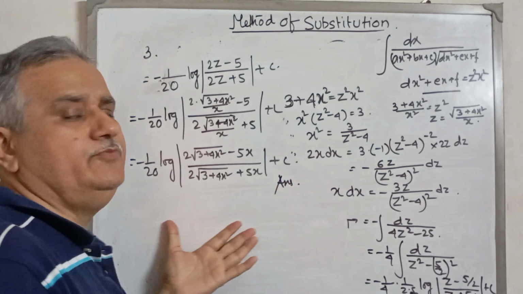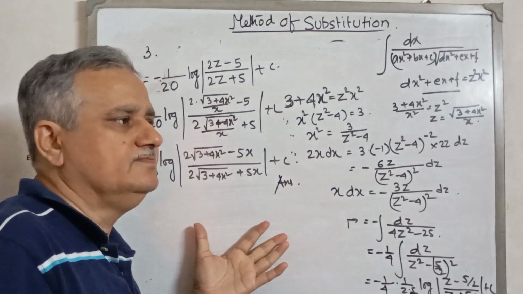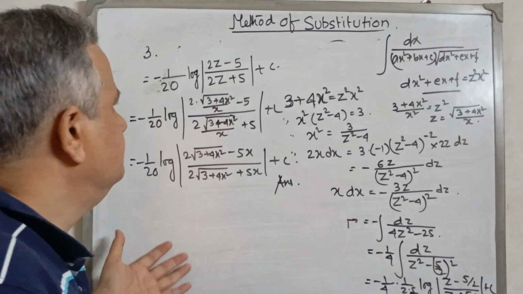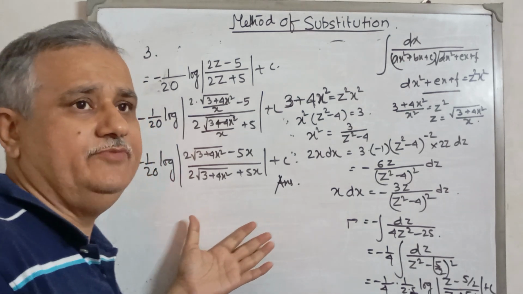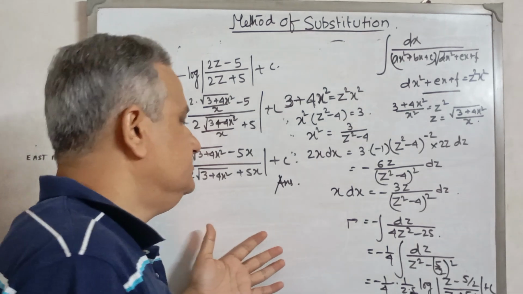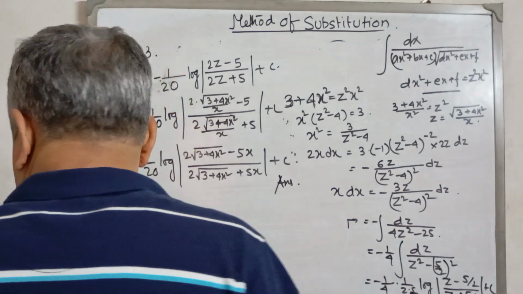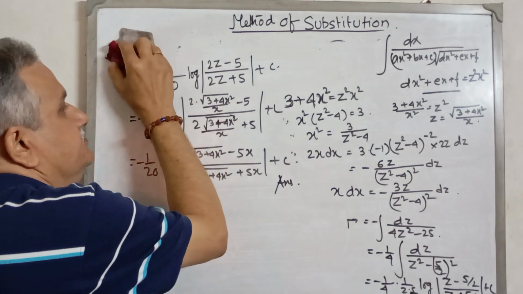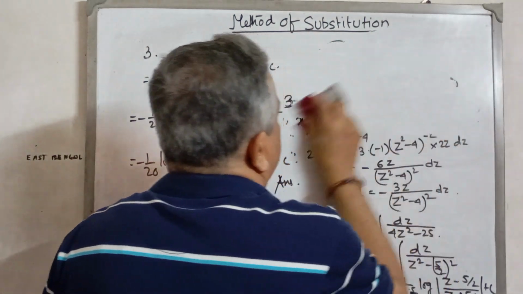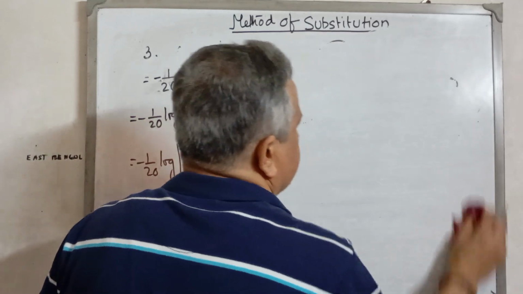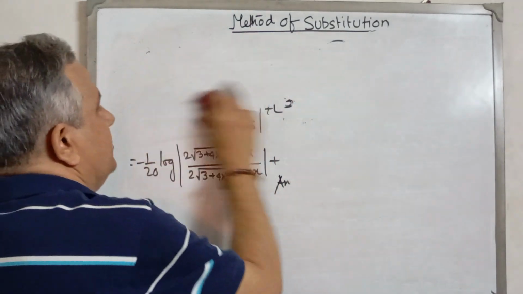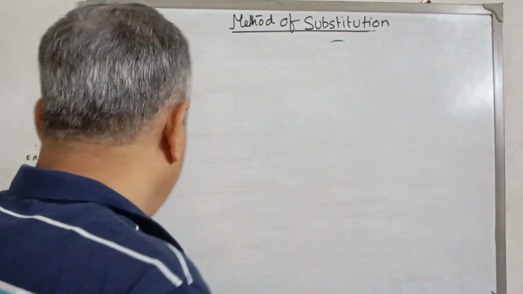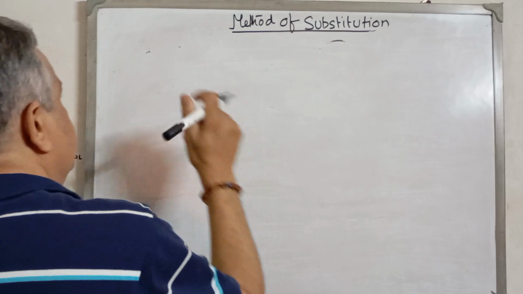Usually this type of problem does not come in the board exam, but it is a different type of method of substitution. Now we are going to solve another problem and conclude this part. This type of problem usually does not come in the board exam. Now we are going to do a very intelligent, short problem.